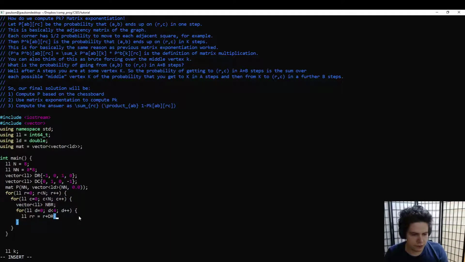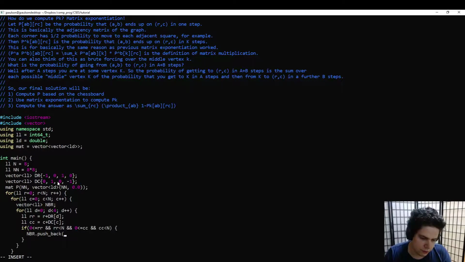This is R plus dr for this direction, C plus dc of this direction. Okay, and we want to check if this is in bounds. And we want to represent a single square as a number from 0 to 63, not as a pair. So we will just do R times 8 plus C to do that.